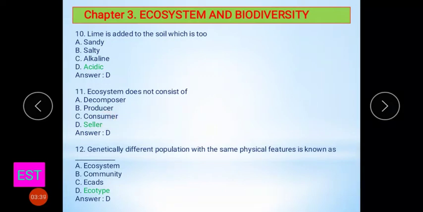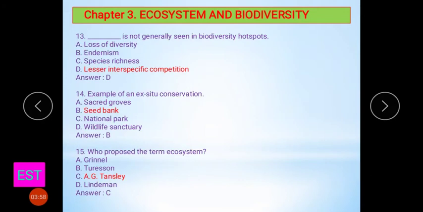We know there are three important components of the ecosystem: the producers, consumers, and decomposers. Cellar does not come under the ecosystem. Genetically different populations with the same physical features are known as ecotypes. Dash dash is not generally seen in a biodiversity hotspot; lesser interspecific competition is not generally seen.